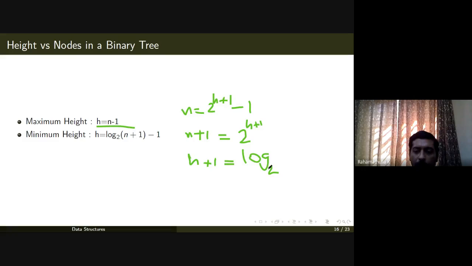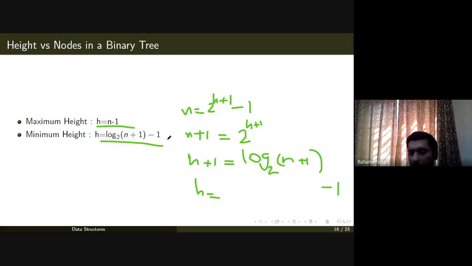h plus 1 is log to the base 2 of n plus 1. So h, that is the minimum height, is log to the base 2 of n plus 1, minus 1. So that is the formula for minimum height with some number of nodes. The maximum height with n number of nodes is n minus 1. Minimum height is log to the base 2 of n plus 1 minus 1.